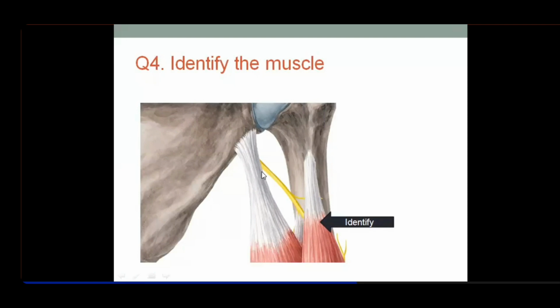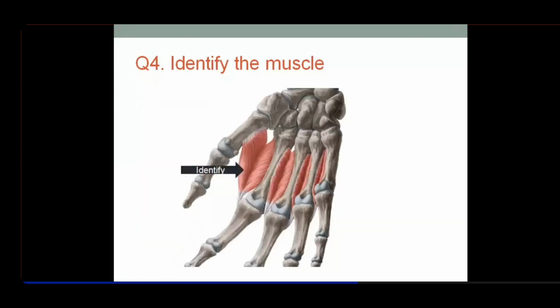So that was about the course of the radial nerve in the arm. And that's the lateral head of triceps, which covers the radial groove. Action, of course, is extension at the elbow. Powerful extension at the elbow.